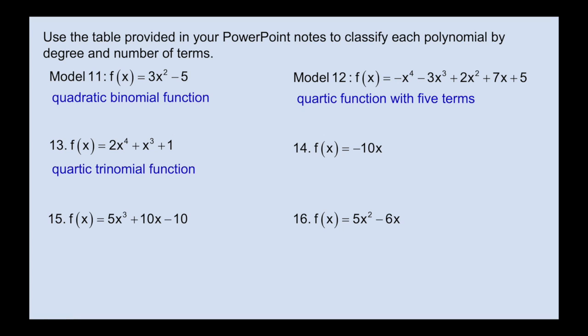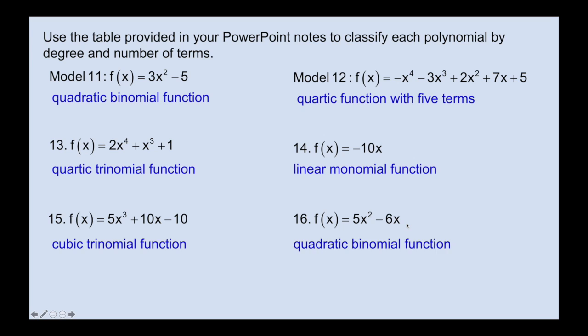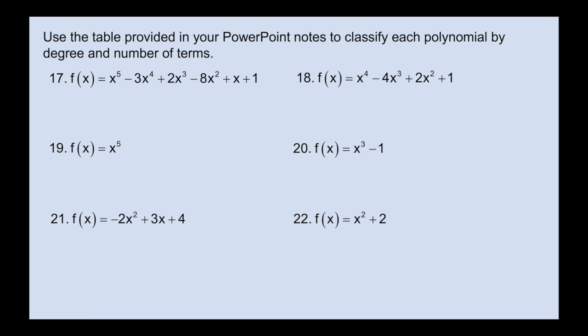So quartic trinomial function. For number 14, this has a degree of 1, which we call linear. And then we only have one term, which is called a monomial. So a linear monomial function. For 15, the degree here is 3, so that's cubic. And then we have three terms, so that is going to be a trinomial. And then for 16, the degree is 2, we call that quadratic, and then there's two terms, which makes it a quadratic binomial function. We'll do the same thing with 17 through 22.